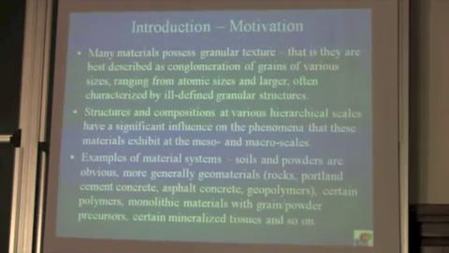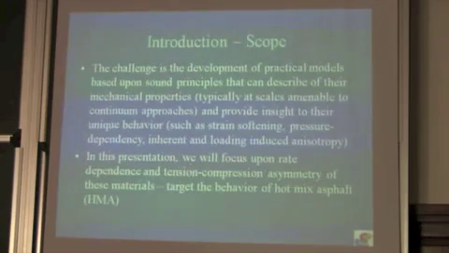As an example of these material systems, soils and powders are obvious, but in general, all geomaterials such as rocks, Portland cement concrete, asphalt concrete, geopolymers, certain glassy polymers, or even monolithic materials with grain powder precursors, and mineralized tissues, as we saw, can be categorized as these types of materials.